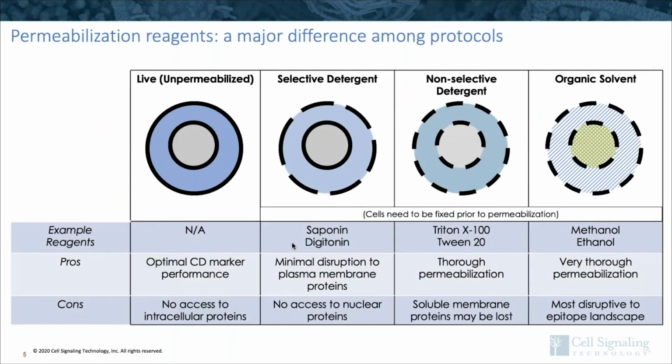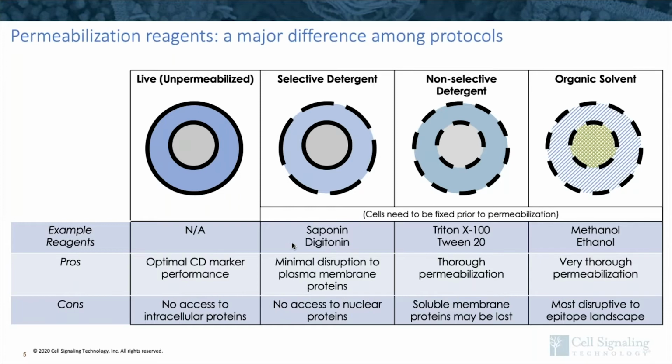So I mentioned that perm reagents tend to have different strengths and weaknesses. So you've got a number of different options to choose from here. Of course, if you're working with live cells, that means they're not going to be permeabilized. You'll tend to get your best performance out of your extracellular antibodies using live cells, but you won't have access to intracellular proteins. So if you are interested in probing for intracellular readouts, you're going to have to fix and permeabilize your cells, and you can use selective or non-selective detergents as well as organic solvents as permeabilization reagents.